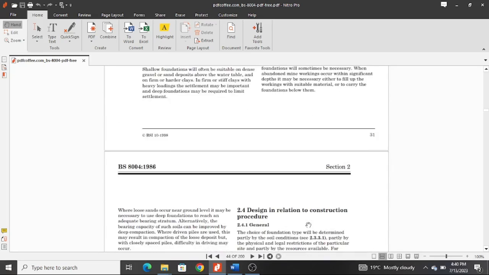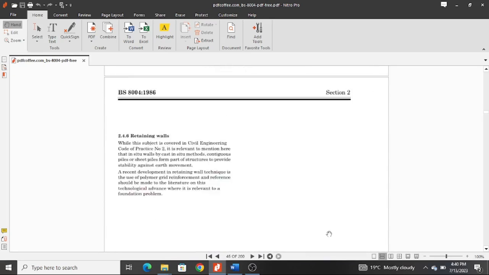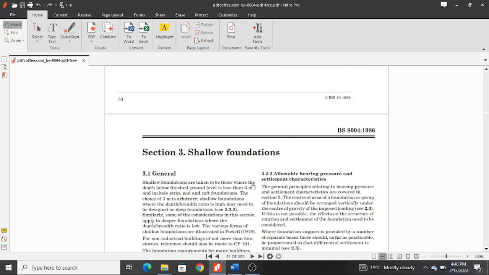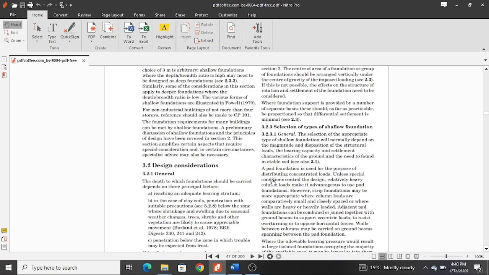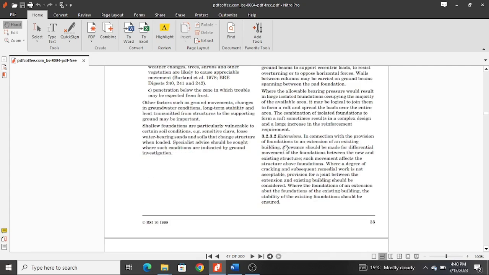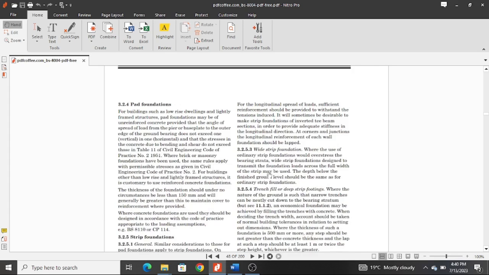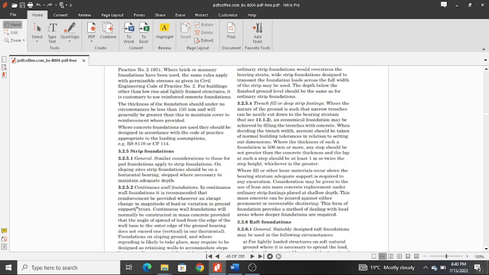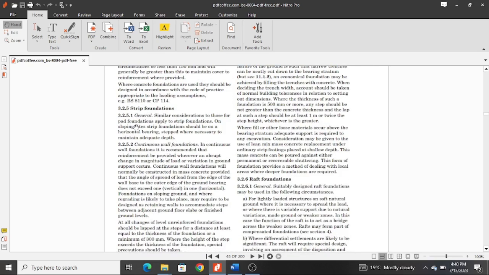And page 36, we are in 31. 36 is here: shallow foundations, and then selection of types of shallow foundations. You see, a pad foundation is used for the purpose of distributing concentrated loads. This is when you're dealing with columns. Then you have issues to do with extensions. Then they have discussed pad. Now we are in strip. In strip, similar considerations to those for pad foundations actually apply, so find time and read this.